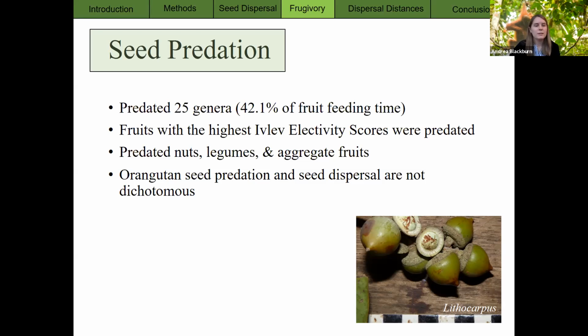Orangutans' seed predation and seed dispersal are not dichotomous. For example, we found orangutans dispersing Diospyros seeds, even though orangutans predominantly predated these seeds. So infrequent seed dispersal of commonly predated fruits may outweigh the fitness cost of predation.